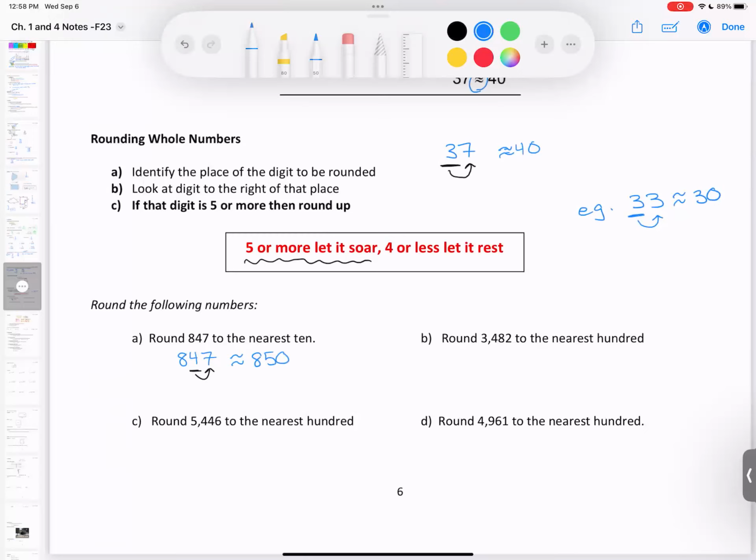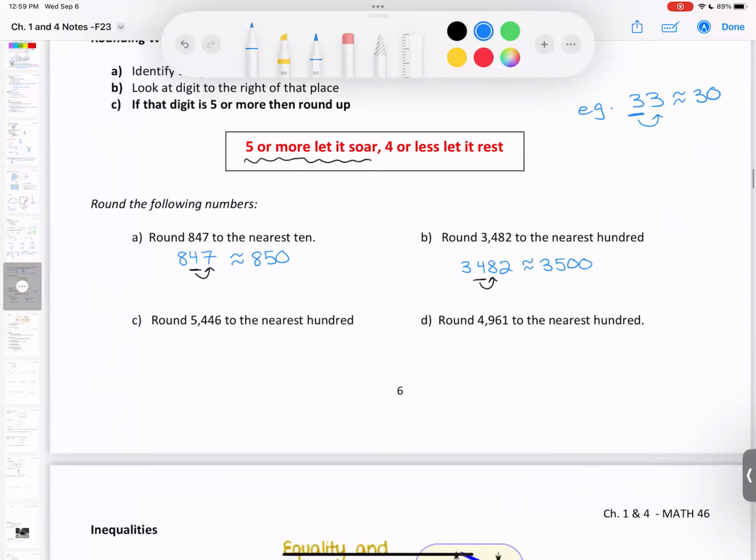Okay, let's do another. So we've got 3,482, and we want to round to the nearest 100. So let's underline the hundreds position. We're going to look at the digit to the right of that position. So here it's an 8. That means we're rounding up. So now our position we underlined, we're going to round up. So this becomes 3,500. Go ahead and pause the video and try those next two on your own.